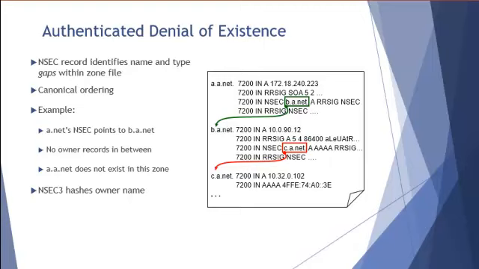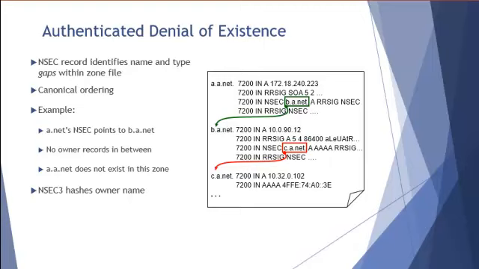What that does is show you here in this example on the right: I've got a record, a.a.net, which is my resource record. It's an A record. I've got a signature on that. And then I've got an NSEC record saying that the next record canonically in this zone is b.a.net. And it in essence points to that next record, and that NSEC record points to c.a.net, and so on.